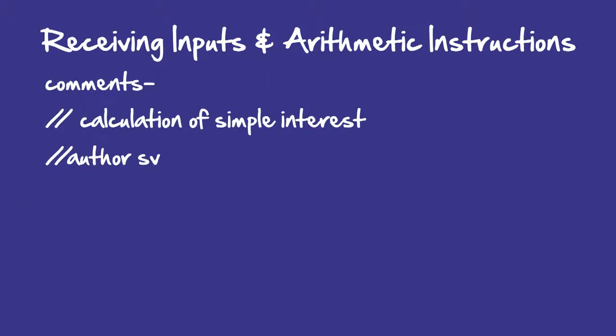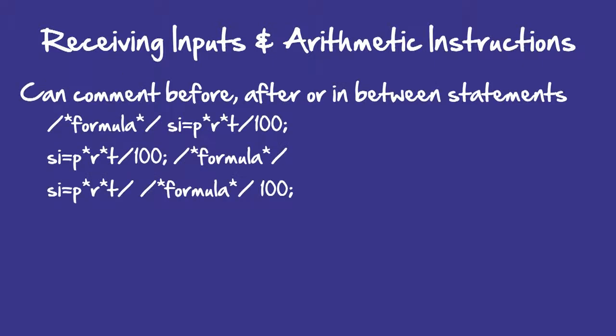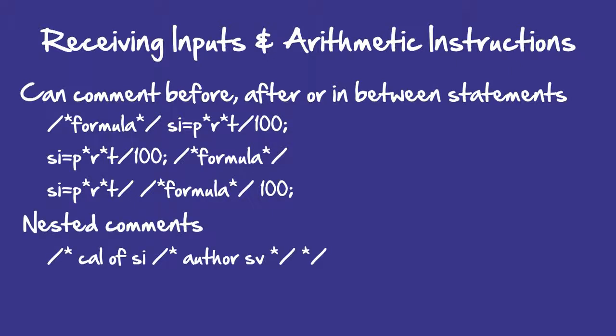The first line in the program is a comment. I explained to you in the last lesson how to comment. Though comments are not necessary, it's a good practice to begin a program with a comment indicating the purpose of the program. Any number of comments can be written at any place in the program. You can write a comment before a statement, after a statement, or in between any statements, like this. Also, you can nest one comment inside another.